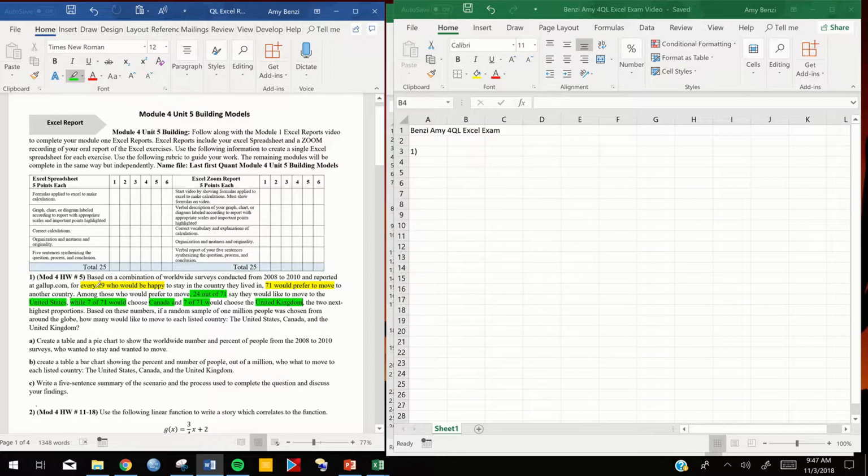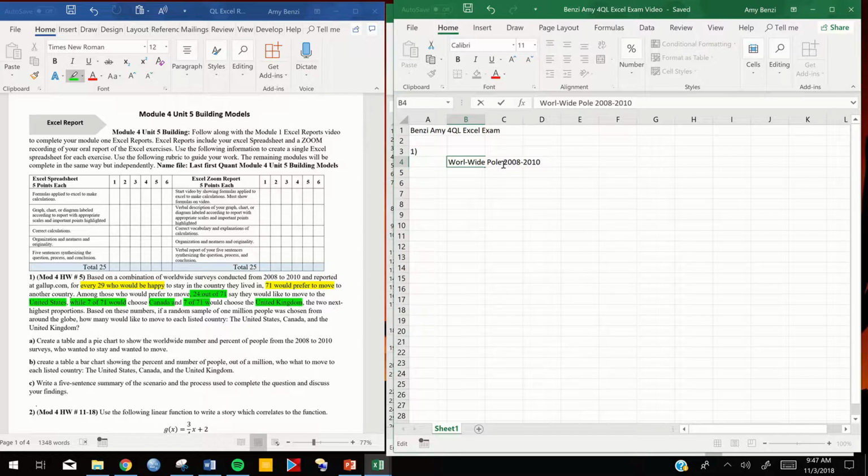We have, for every 29 people who were happy, 71 were not happy. So let's see how that would look over here in Excel. I'm going to go ahead and start by creating a chart. I'm going to say that this is the worldwide poll from 2008 to 2010.